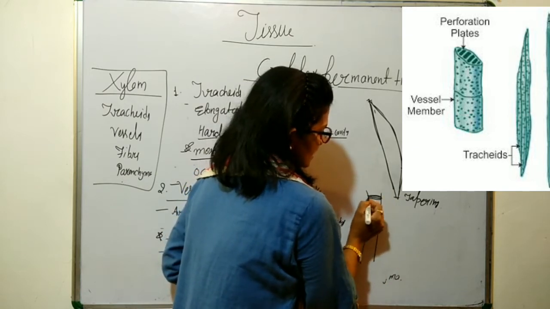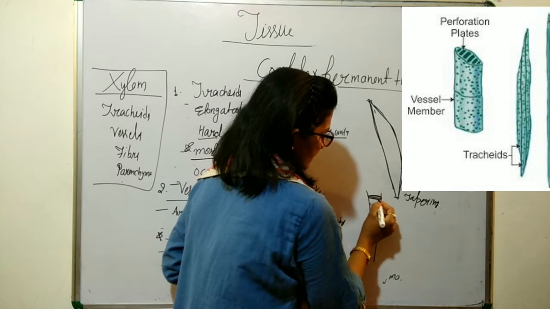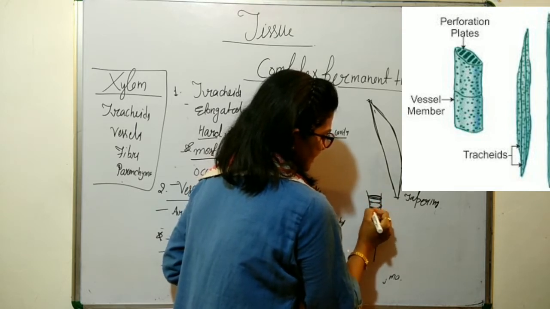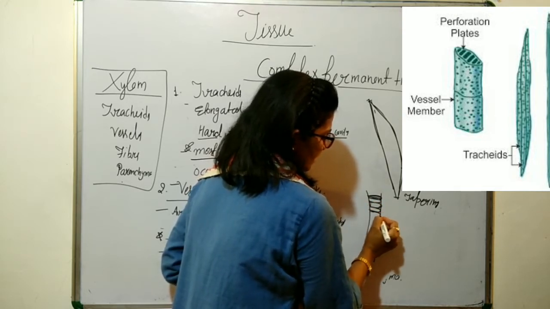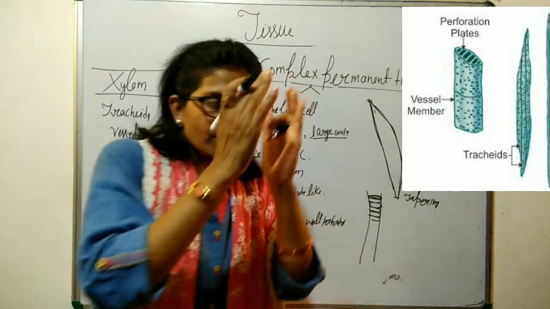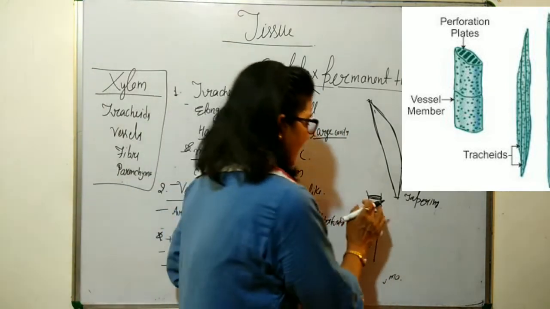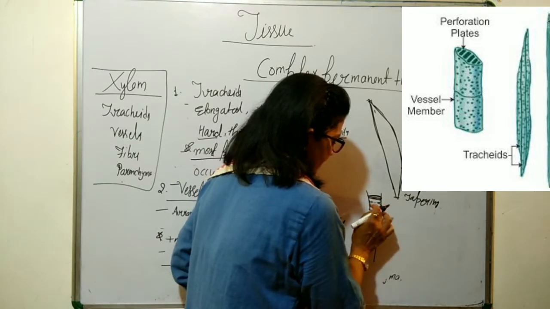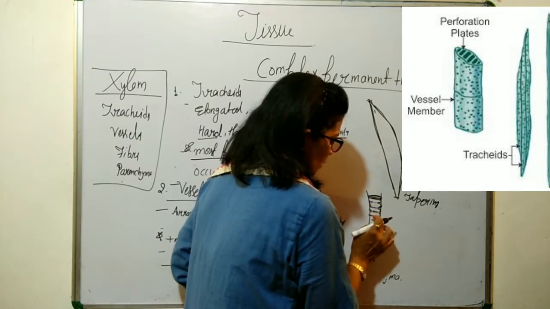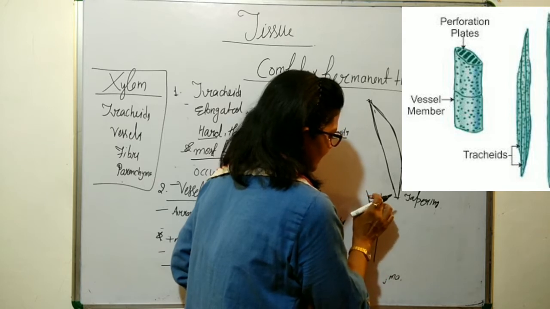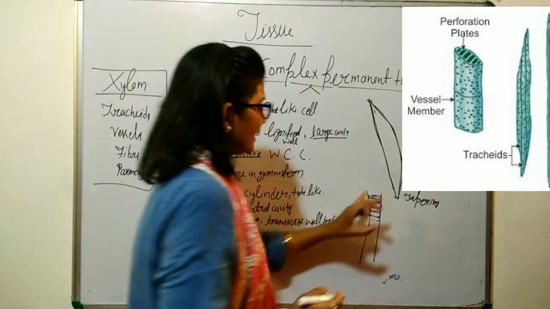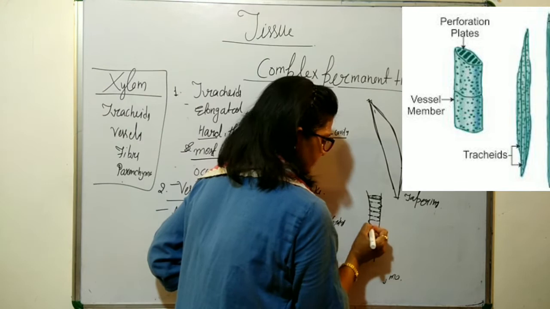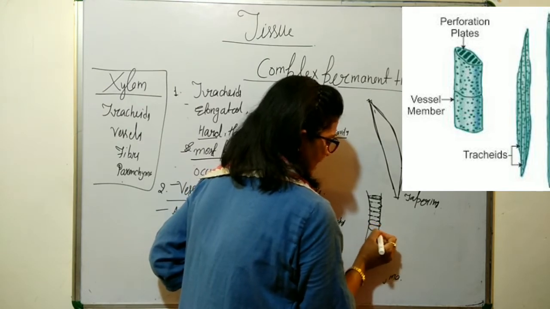Here suppose two cells are just like this. They fuse with each other, forming like a water pipe structure, and these transverse walls become perforated like this. So this whole helps in the conduction of water, and this whole system is just like a water pipe.